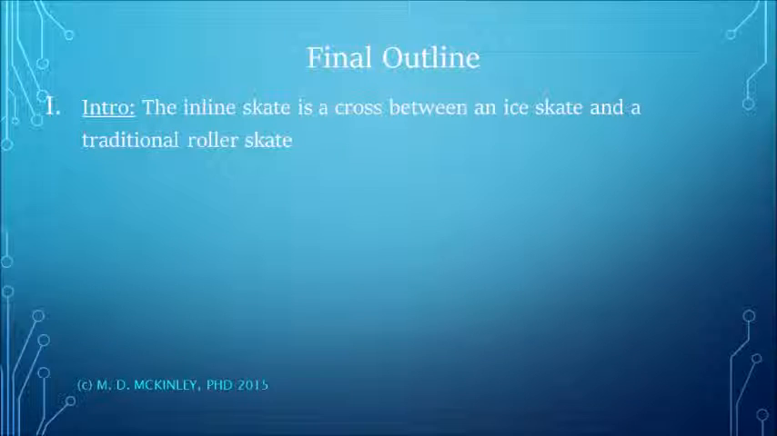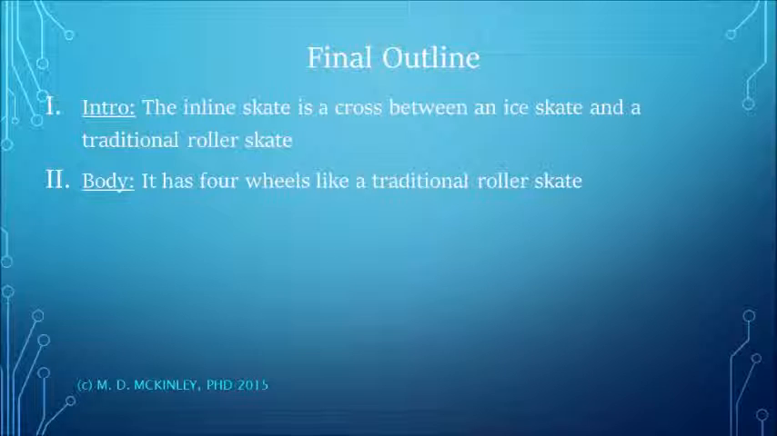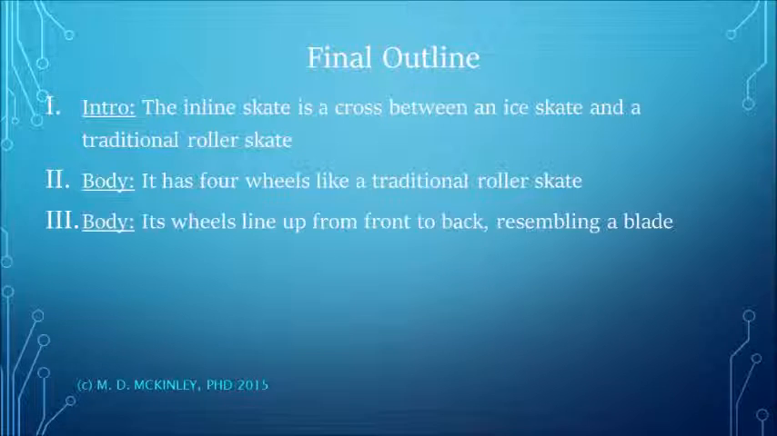Here is the final outline with its stages marked. Line 1, Introduction. The inline skate is a cross between an ice skate and a traditional roller skate. Line 2, Body. It has 4 wheels like a traditional roller skate. Line 3, Body. Its wheels line up from front to back, resembling a blade.